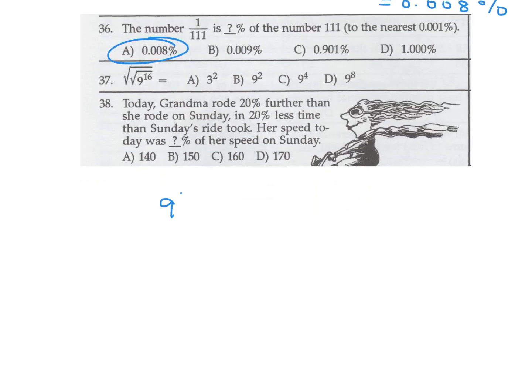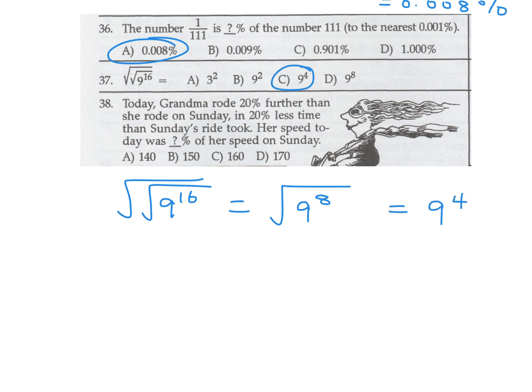All right, so 9 to the power of 16 square root, and then square root. Well, the first square root, you remember, you just divide the exponent by 2. So this would be 9 to the power of 8. And then to do it again, 9 to the power of 4. So 37 would be C.